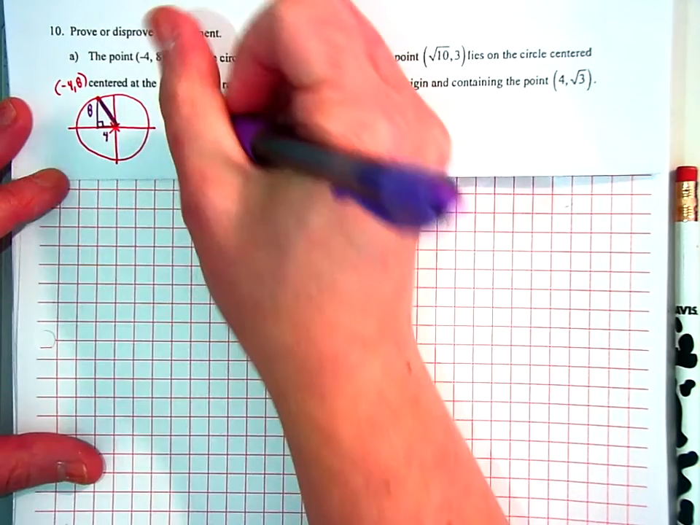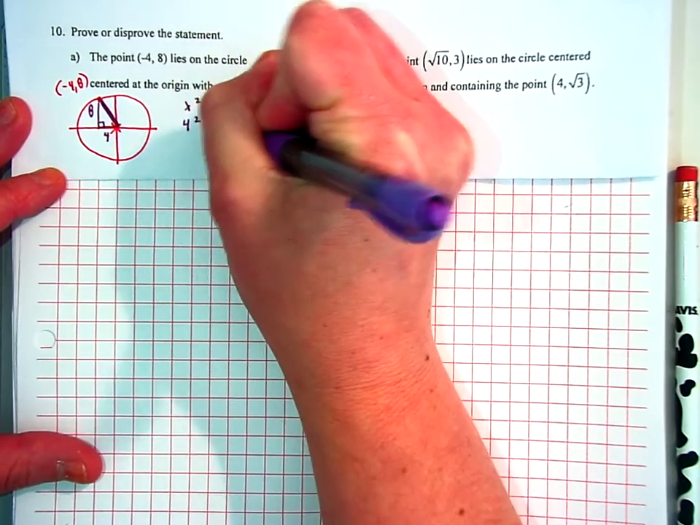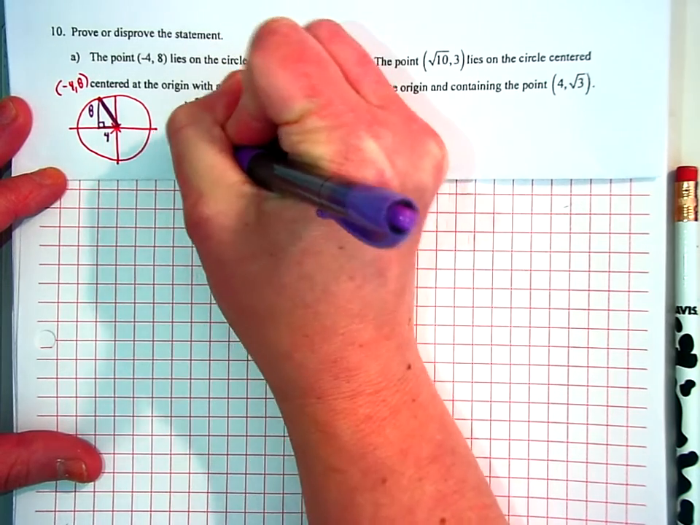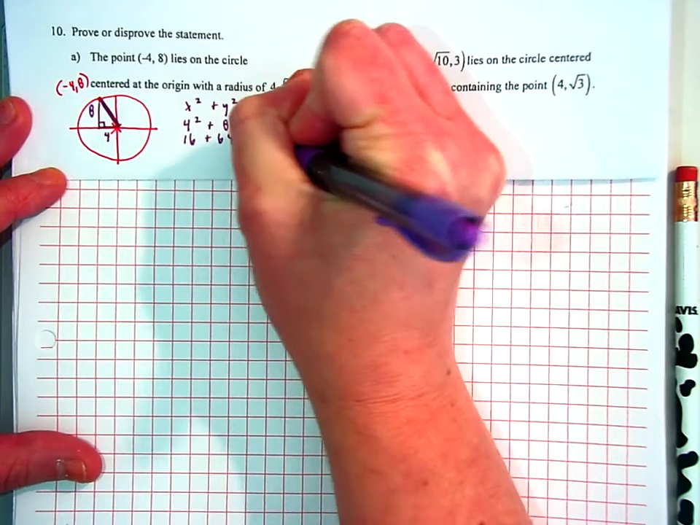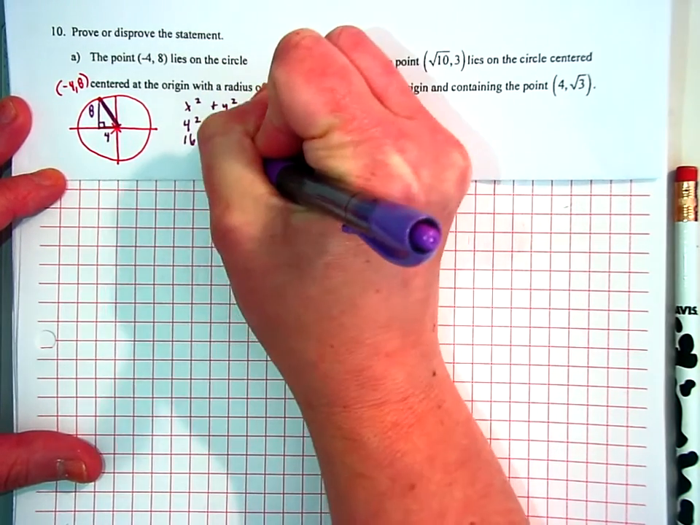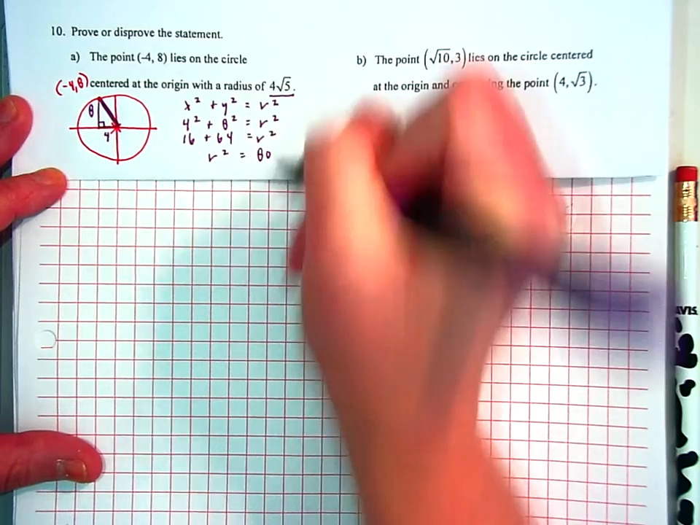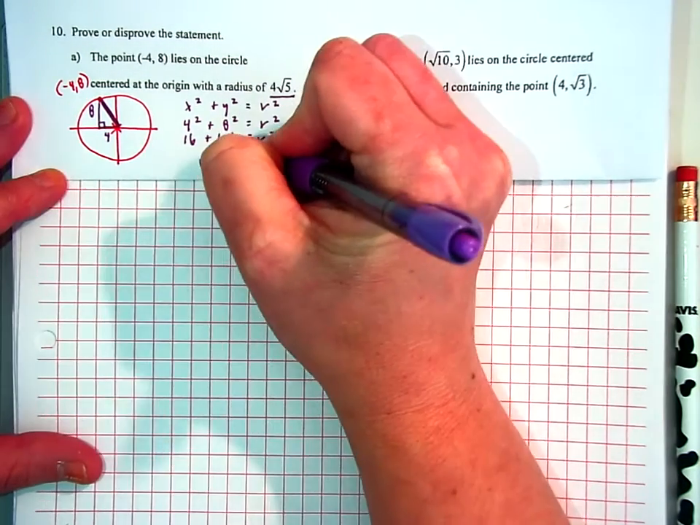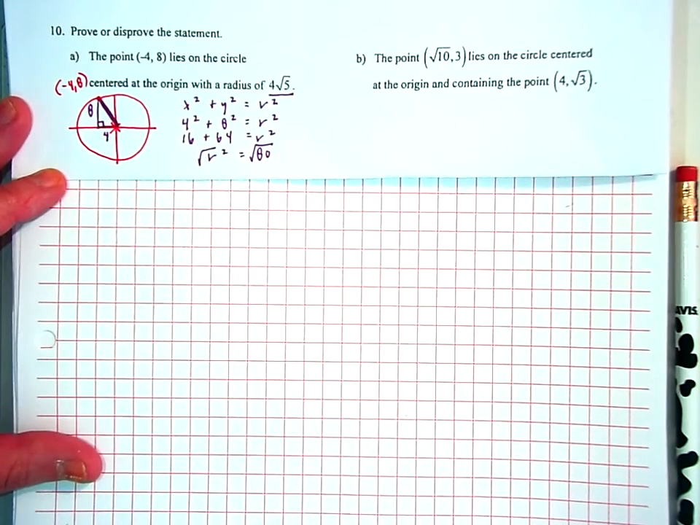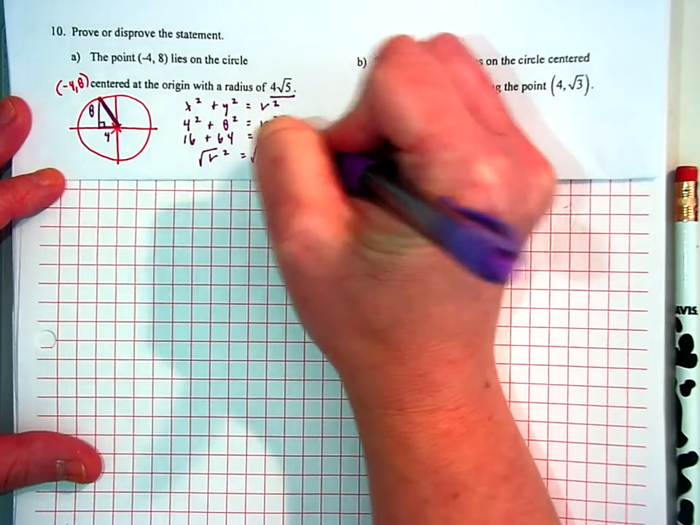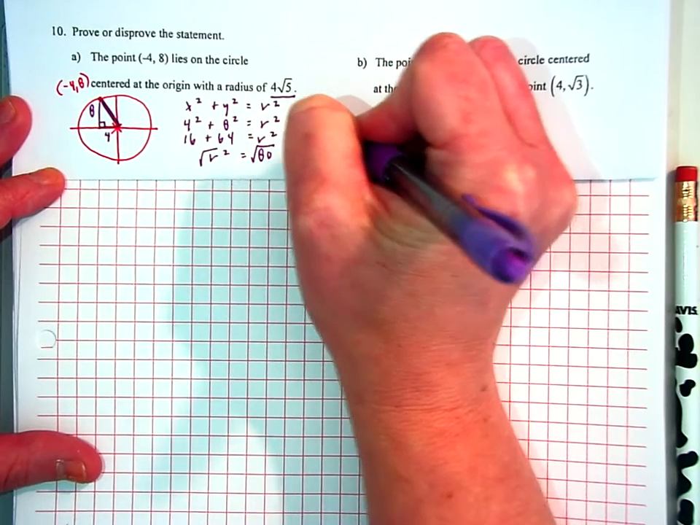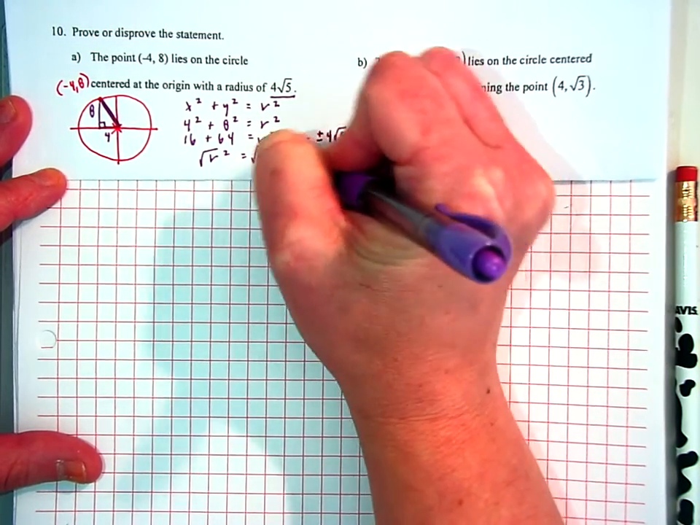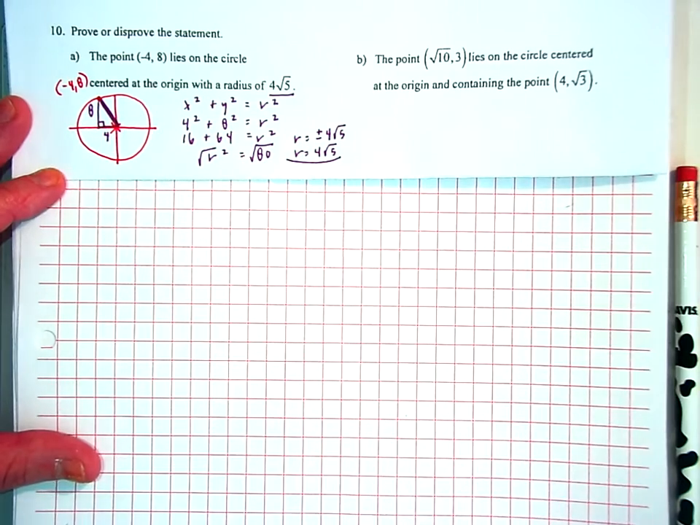So if I plug in 4 squared plus 8 squared equals r squared, 16 plus 64 equals r squared. So my radius squared equals 80. And if I solve by taking the square root, 80 is 16 times 5. So I would get plus or minus 4√5. My radius has to be the positive, so my radius would have to be 4√5.